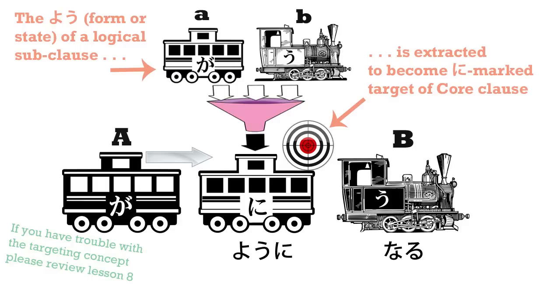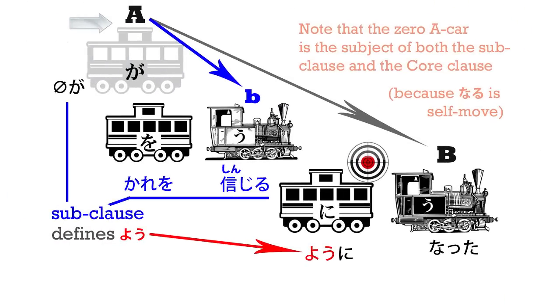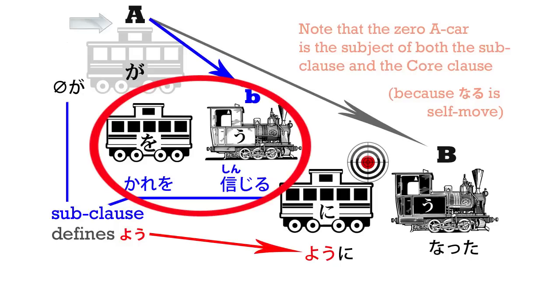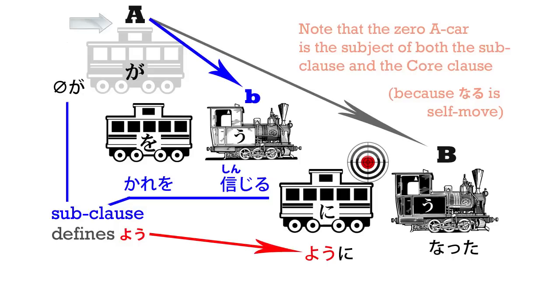So when we have a logical clause plus yo ni naru, we are saying that something became or entered the state of being or the form of that logical clause. So, for example, if we say 彼を信じるようになった, we're saying I came to believe him. 彼を信じる or ゼロが彼を信じる I believe him is a logical clause, and we're saying that I moved into the state, I became the state of that logical clause. I came to believe him.